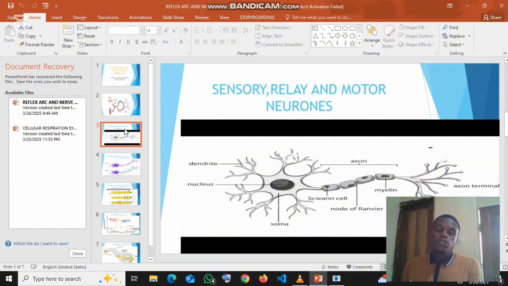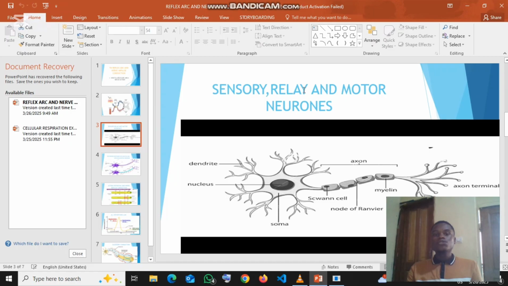Okay. We'll be seeing the differences between the sensory, relay, and motor neuron. Now, from the reflex arc we just saw, we already saw the uses of the sensory neuron. The sensory neuron is used to pick up the signals or the stimulus. It carries information from where the stimulus is found, mostly the peripheral nervous system, towards the central nervous system.